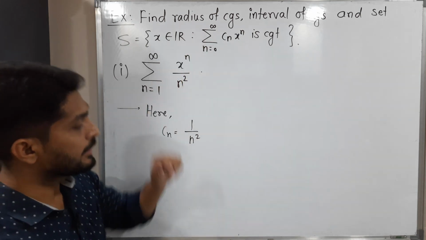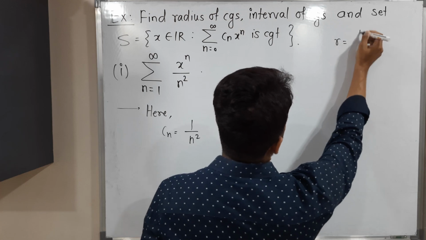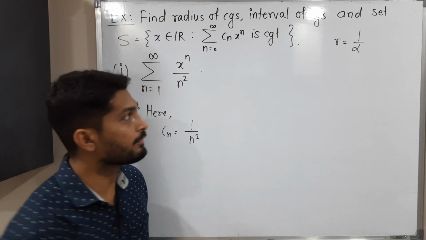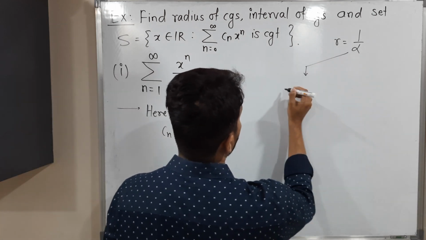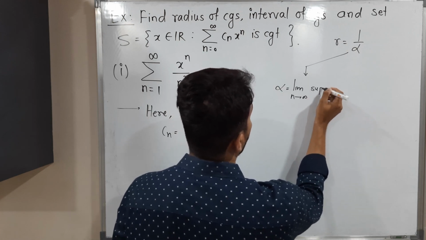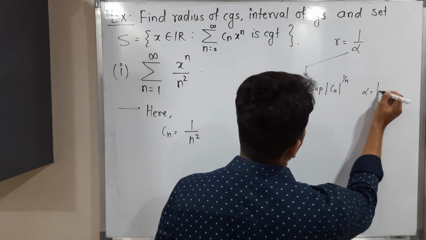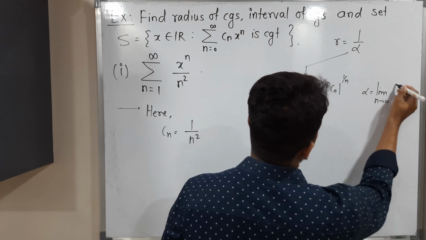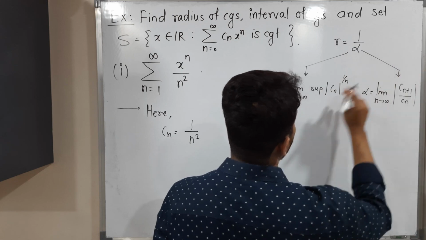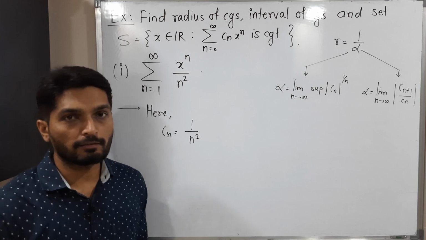First of all, we will find the radius of convergence. We denote the radius of convergence by r and it has the formula 1 by alpha. Alpha can be calculated in two different ways. The first way is alpha equal to limit n tends to infinity supremum of mod Cn raised to 1 by n, and the second formula is alpha equal to limit n tends to infinity mod Cn plus 1 upon Cn. You can use n or Cn, the formula will be the same, and we will have the same final value.